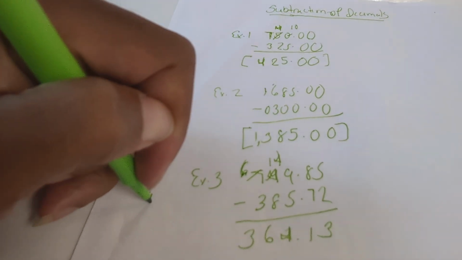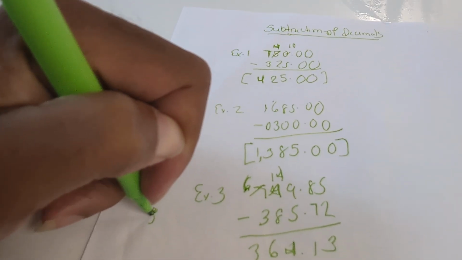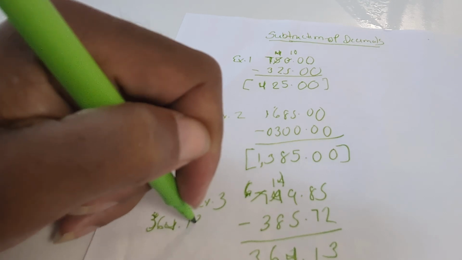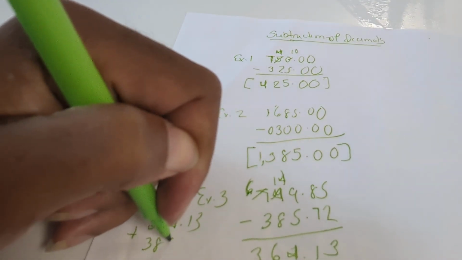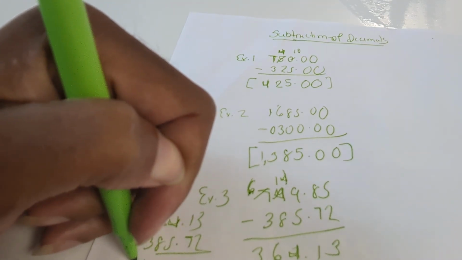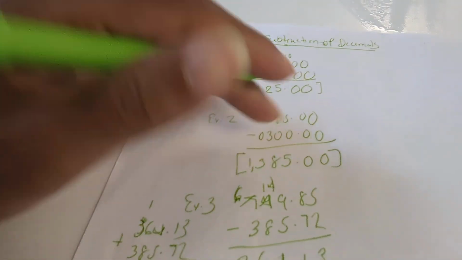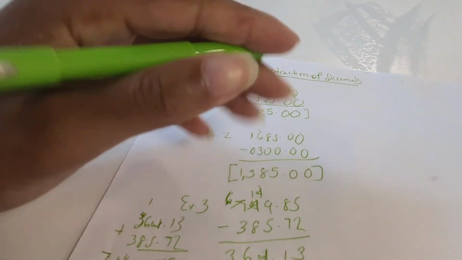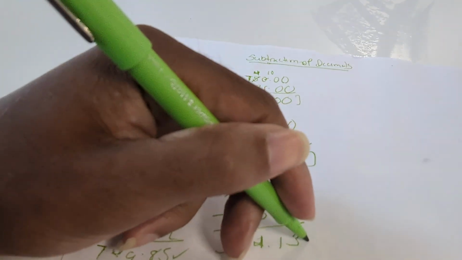Let's check. Let's see, $364.13 plus $385.72 is 5, 8, 9, 14, 1, which is $749.85, right? So this is right. Okay.